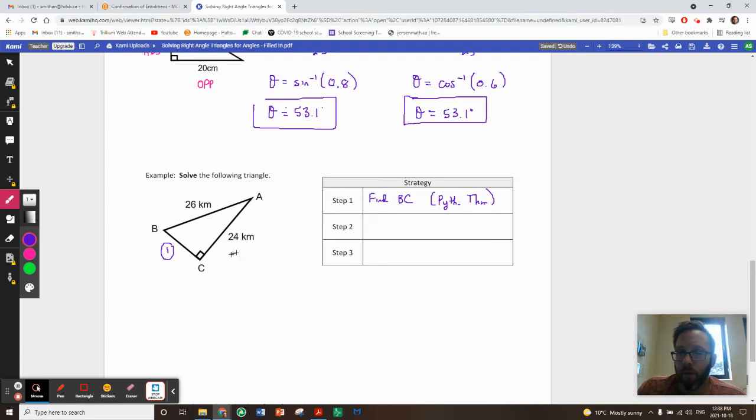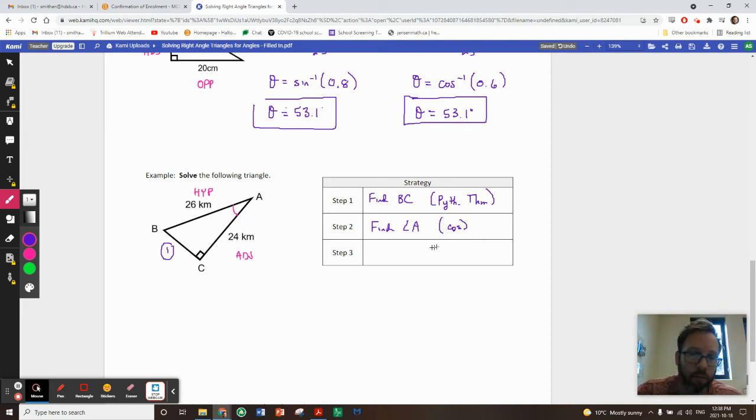Afterwards, we need to find either angle A or angle B. Just pick one. Let's find angle A. Go in alphabetical order. And which ratio will we use? Well, if we have 24, with respect to A, and again, we're dealing with angle A here, 24 would be the adjacent side. 26 is the hypotenuse. So we can get angle A using the cosine ratio.